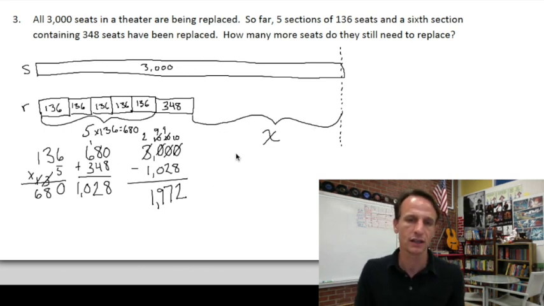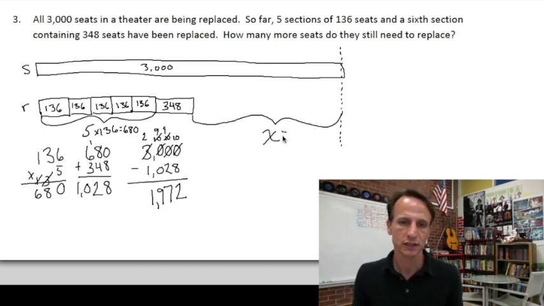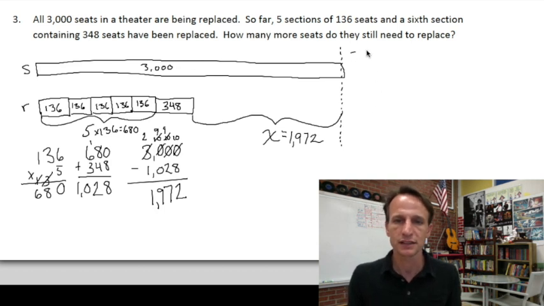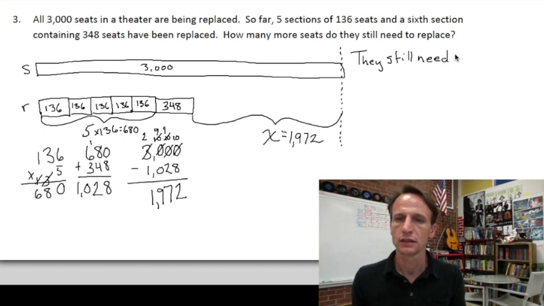That's our x here. Let's write that out. X equals 1,972. Beauteous. And now we just need our statement. They still, whoever they are, this restoration committee, need to replace 1,972 seats.